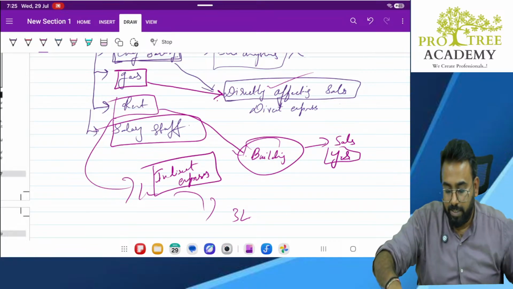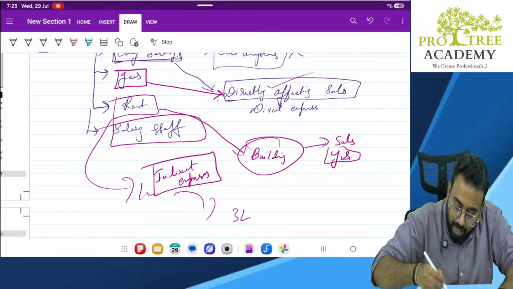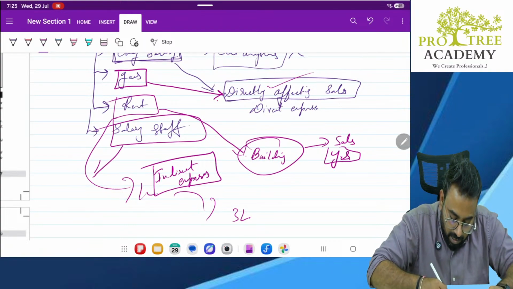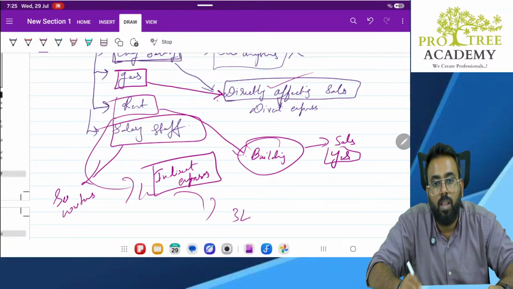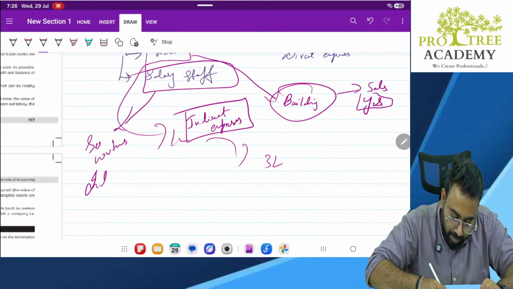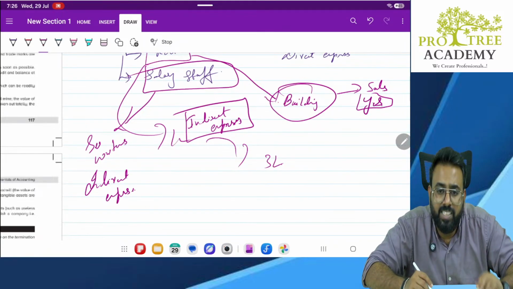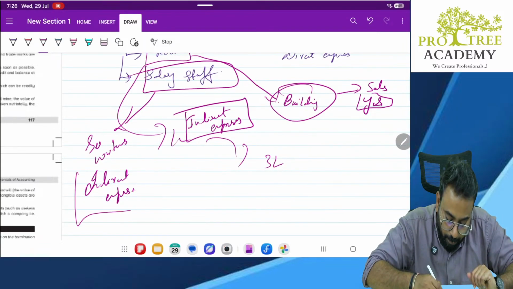Sir, understand one thing. Staff salary, especially your servers and your waiters, their expenses will be classified under indirect expenses. Sir, why is that, sir? Why is that? I will tell you why it is.